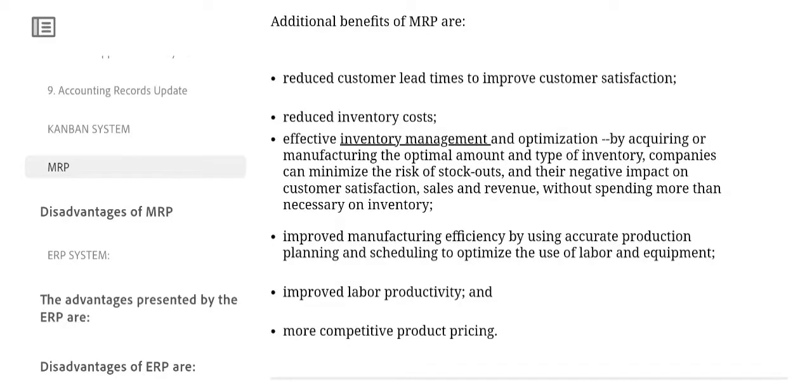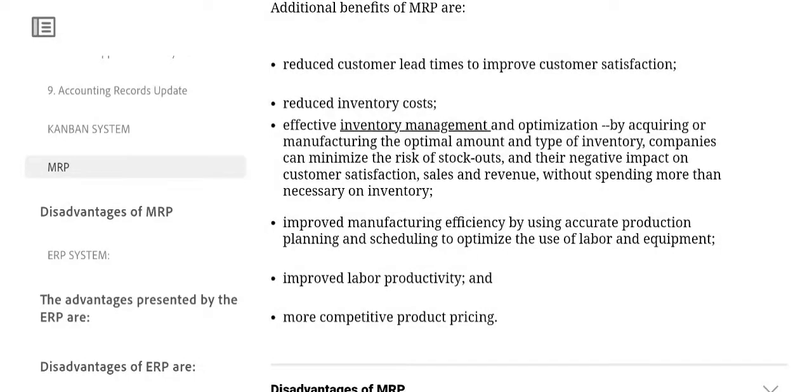Next is what? Improved manufacturing efficiency by using accurate production planning and scheduling to optimize the use of labor and equipment. This is a very main point. After that, improved labor productivity and more competitive product pricing. So these are the benefits of the MRP.